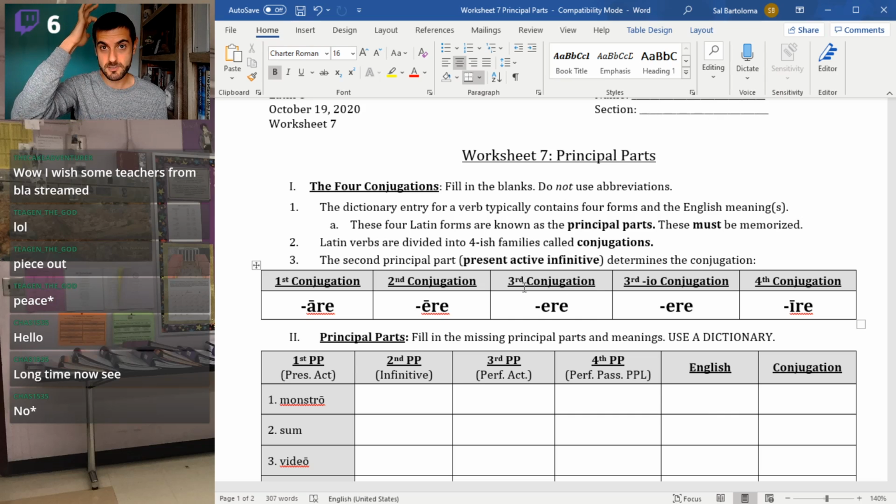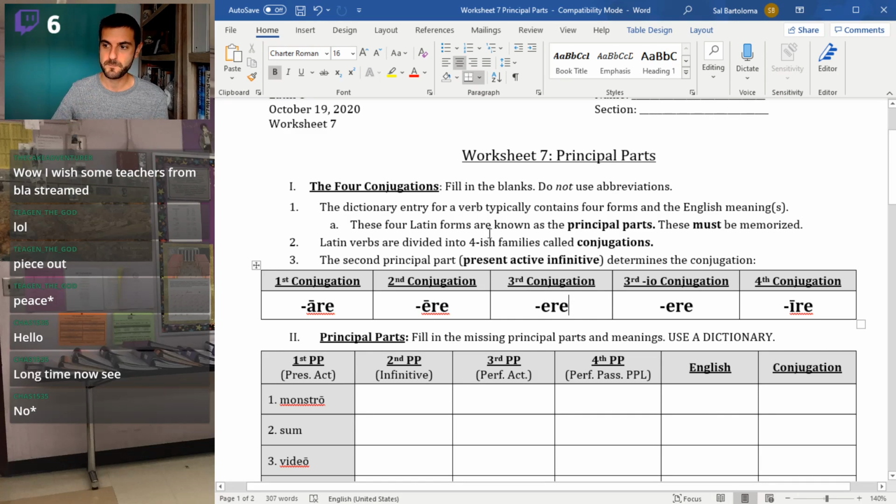And then fourth conjugation is your long -ire. Okay.